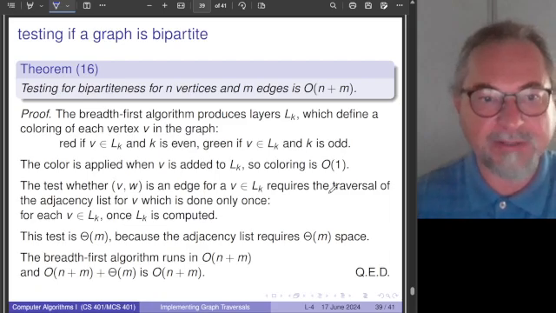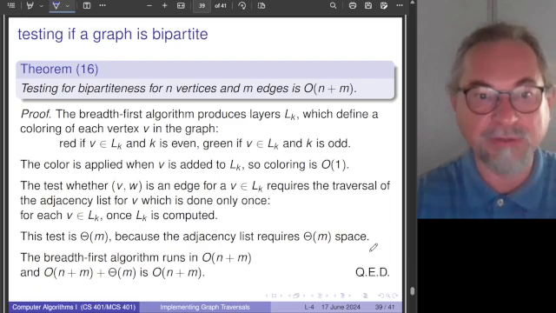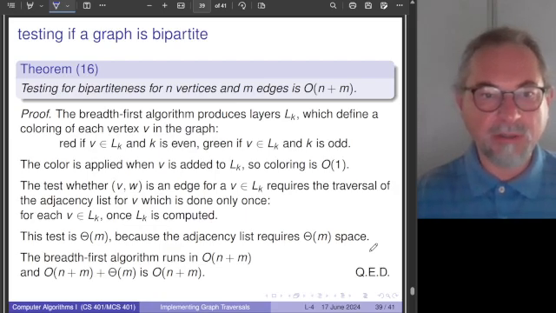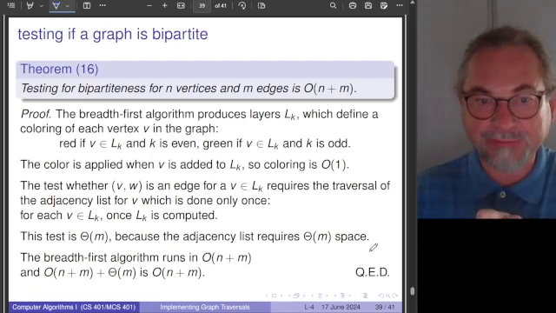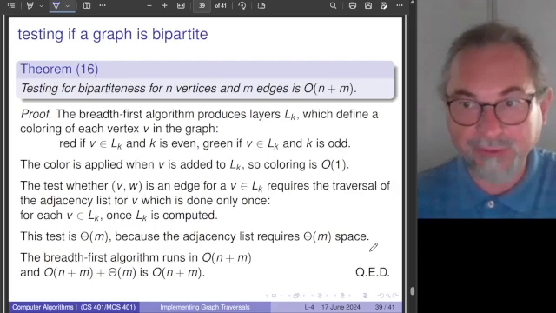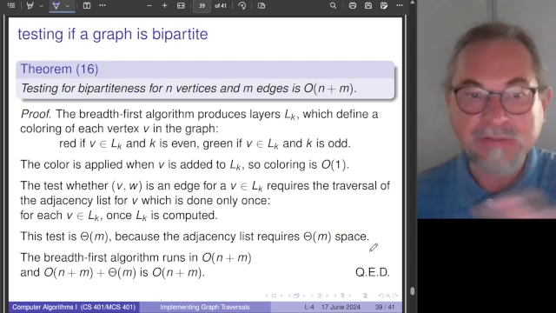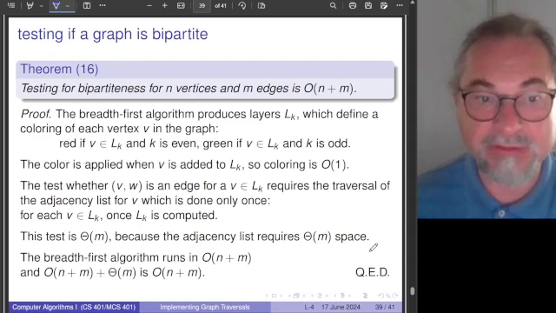Testing whether we have an edge between nodes in the same layer requires the traversal of the adjacency list. And how do we do this? Well, we have the property that the sum of the degrees of the vertices equals 2m. So we have to go through the adjacency lists m times. So there is a tight upper bound.